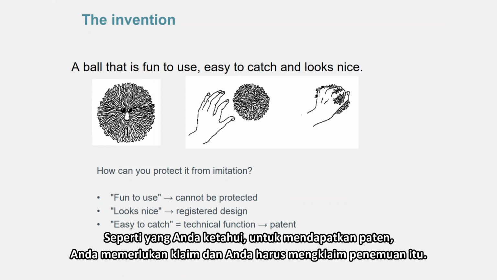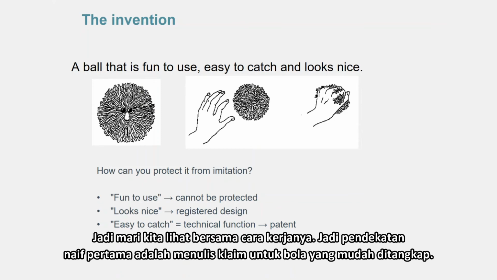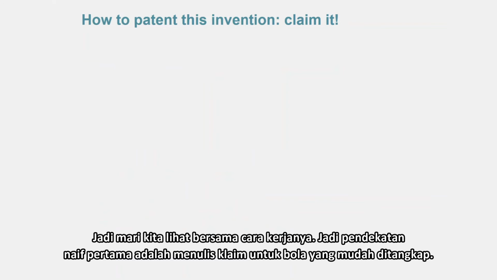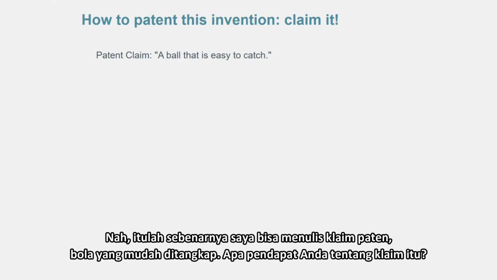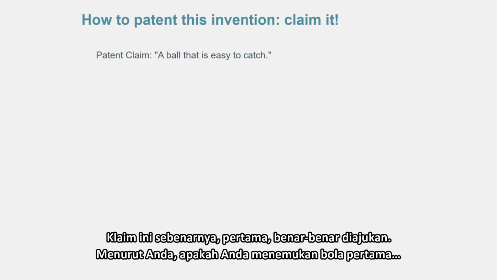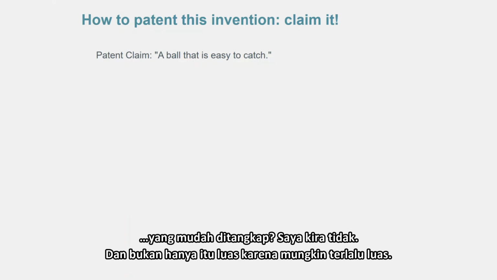In order to get a patent, you need a claim, and you have to claim that invention. So let's see together how that works. A very first naive approach would be to write a claim for a ball that is easy to catch. What do you think about that claim? Firstly, it is really broad. Do you think you invented the very first ever ball that is easy to catch? I don't think so. But it might only be broad, why not?